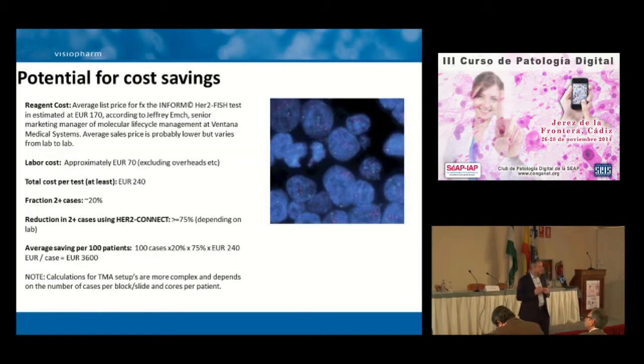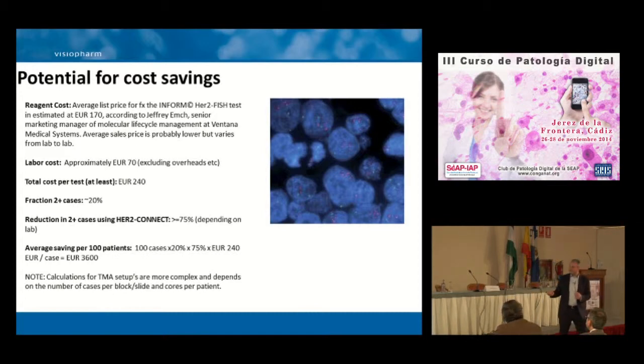What does that mean? Well, it means that there's actually money to be saved, not just time. Time is really important to the patient. It's important to the metrics that you're being measured on. But if you look at the cost of doing reflex testing with FISH, it's about 240 euros per test. Now, we've looked at all these different pathology labs, and as I mentioned in the beginning, about 20% are actually 2+ cases. So across those 20 labs we were looking at in our validation study, we could actually reduce with at least 75%.